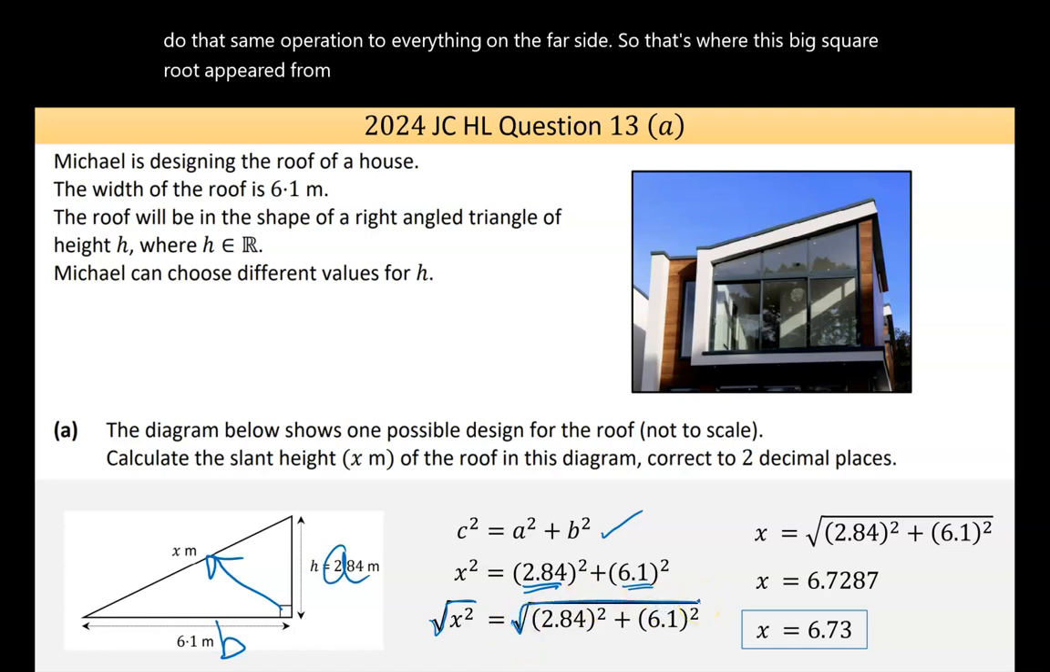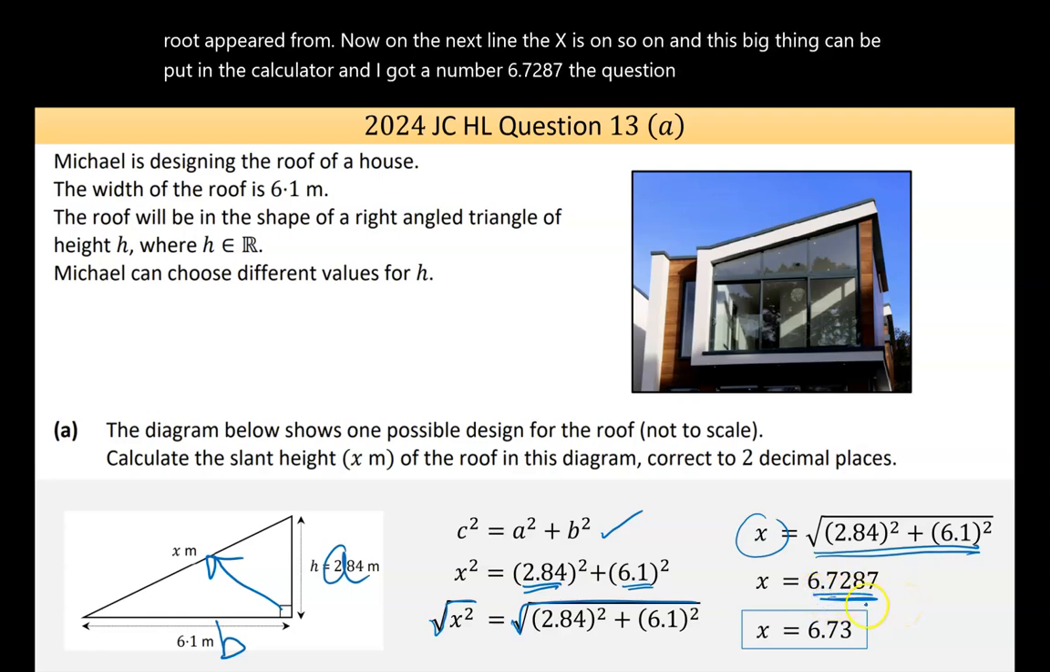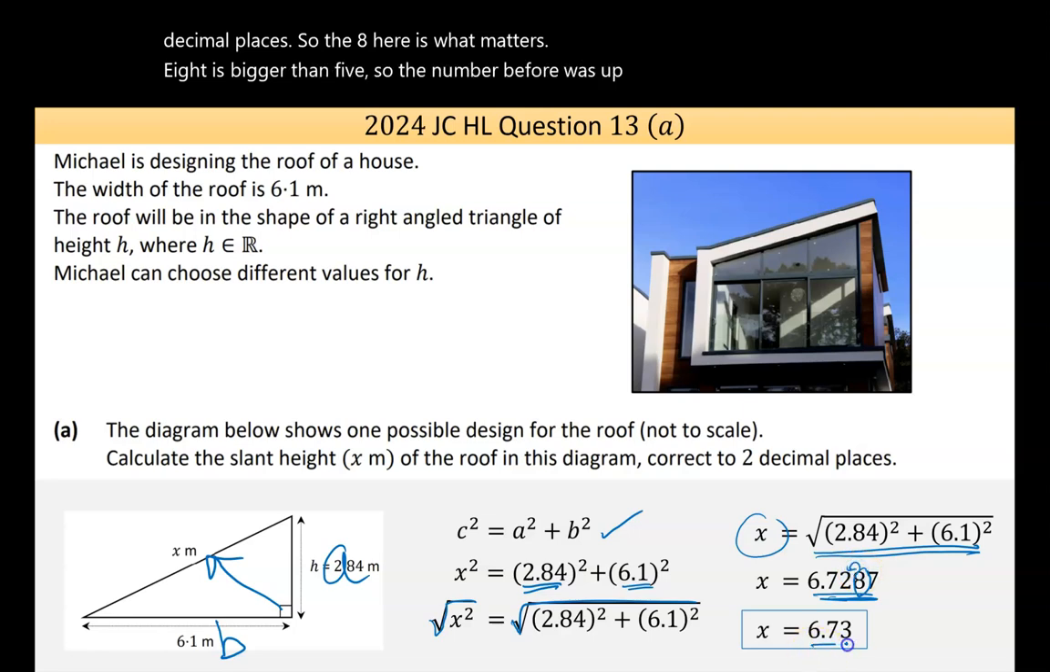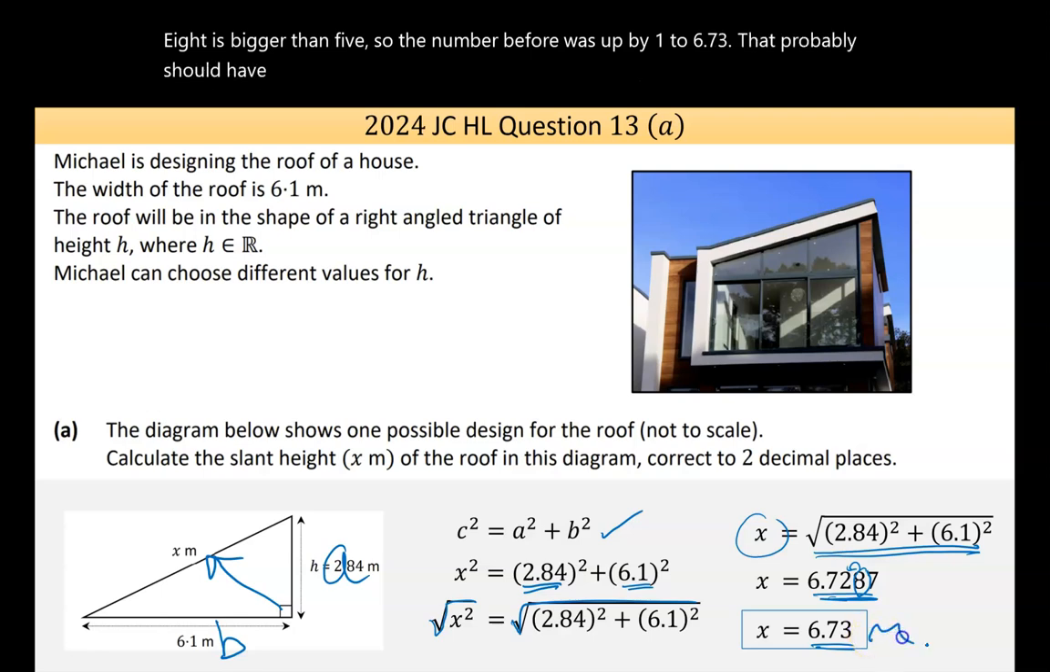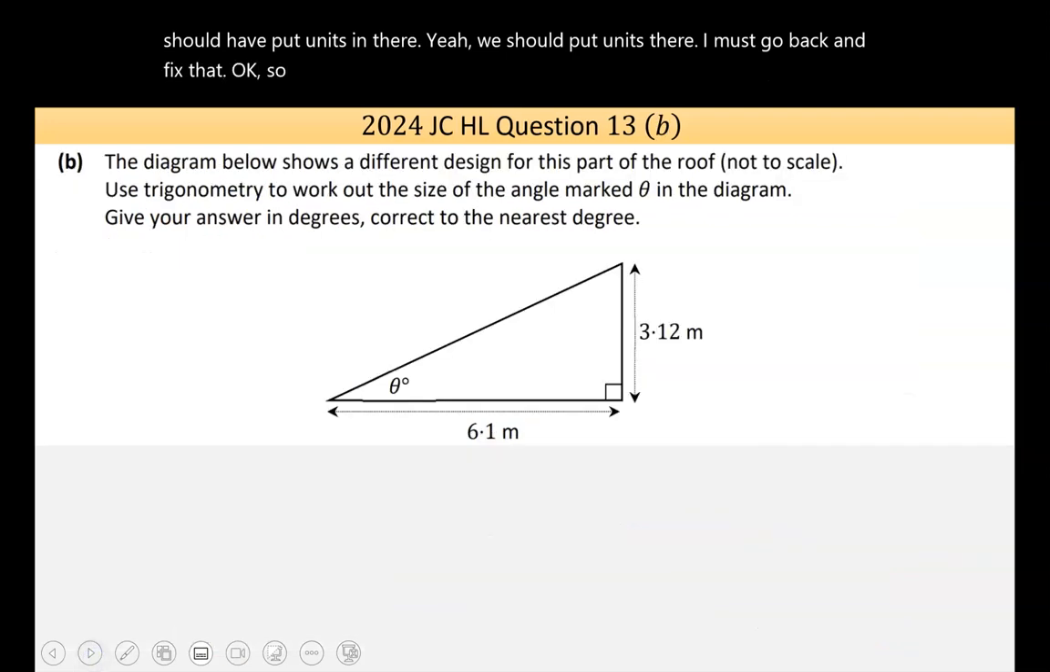Now on the next line, the x is on its own, and this big thing can be put in the calculator, and I got a number 6.7287. But the question says correct to two decimal places, so the 8 here is what matters. 8 is bigger than 5, so the number before it goes up by 1 to 6.73. I probably should have put units in there. Yeah, I should have put units in there. I must go back and fix that. Okay, so that's part A.